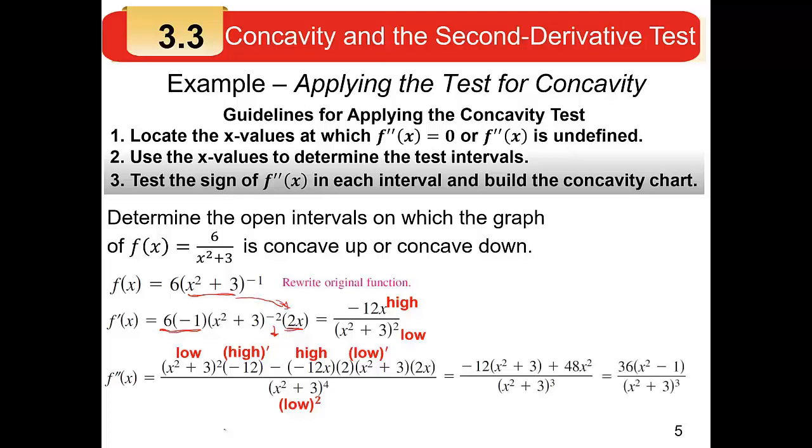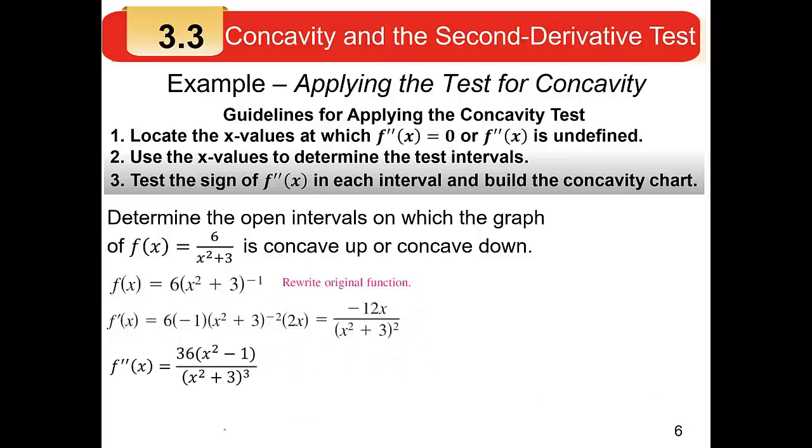If you simplify that a little bit, multiply the negative 12 through the parentheses and collect like terms, you'll get 36x squared minus 36 in the numerator, and you can factor that 36 out if you like and write it the way I wrote it here, which is 36 times the quantity x squared minus 1, all over the quantity x squared plus 3 cubed. If you had just written it as 36x squared minus 36 in the numerator, that's fine, but it looks better in factored form, and you're going to be plugging numbers into the second derivative, so it probably makes even more sense to go ahead and factor that 36 out.